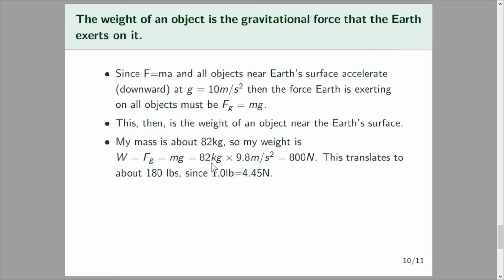If you put me on a really dense object, which has a much higher acceleration of gravity, I would have a much higher weight. The moon's gravity is about 1.7 meters per second squared, and so I weigh only about 1/6 of my weight. I would weigh about 30 pounds on the moon, something like that, instead of 180.